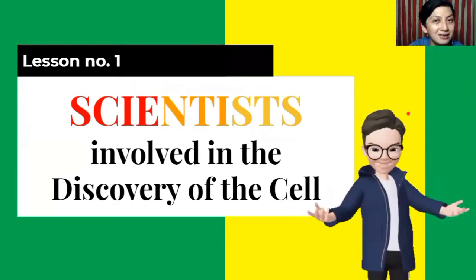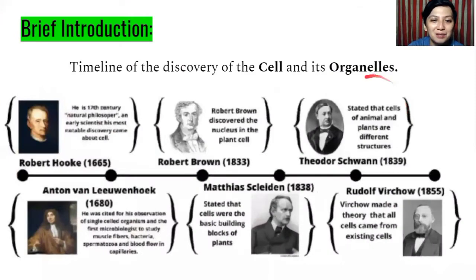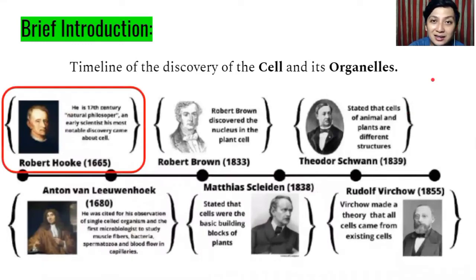So it is not just an accident, but there are scientists behind their discoveries. So as a brief introduction, this is the timeline of the cell. Okay, in 1665, Robert Hooke is the 17th century natural philosopher, who is considered to be an early scientist and his most notable discovery came about the cell. So he was the one who gave the idea about the cell. Perhaps other people had no idea yet what the smallest thing that makes up a living thing is. So Robert Hooke gave life to the cell.